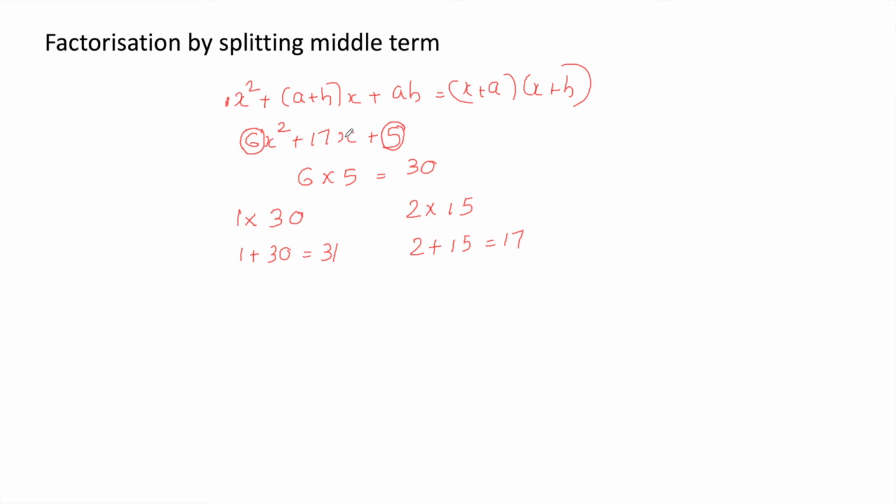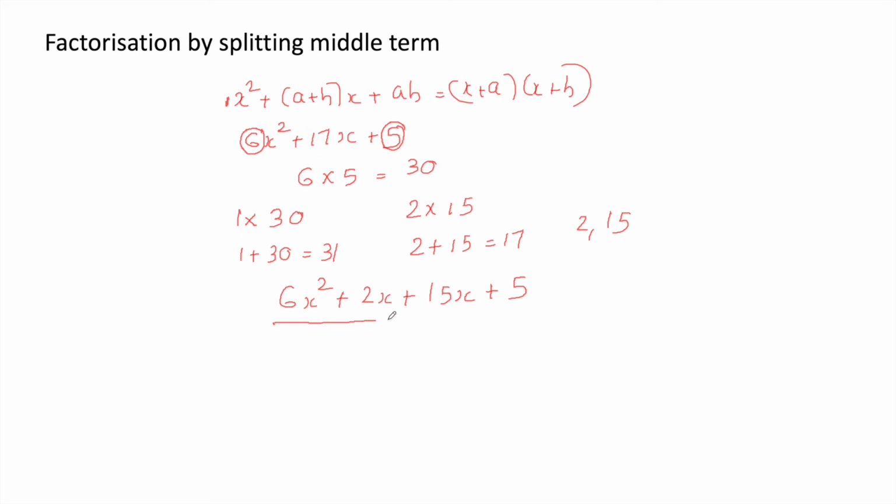Now we can split the middle term using these factors. What are the factors? 2 and 15. So we can write 6x square plus 2x plus 15x plus 5. Only the middle term is changed. We are splitting the middle term using these factors.